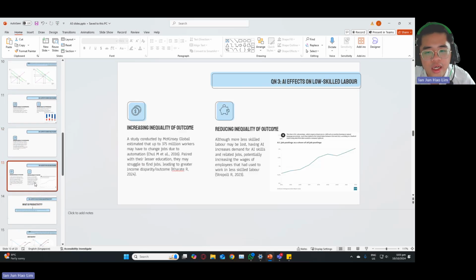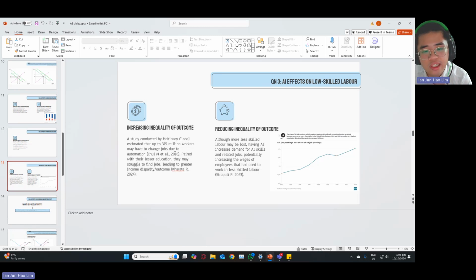Next, how will AI affect low-skilled labor inequality? It can increase the inequality of outcome, as a study by McKinsey Global estimates that up to 375 million workers globally may change jobs due to automation, and especially so this low-skilled labor may be put out of job due to automation. And then we'll combine it with the fact that they may not have such a high degree of education also. They may also struggle to find jobs also. Thus, they will have little to no wages compared to other low-skilled labor which may have jobs, the luckier ones.